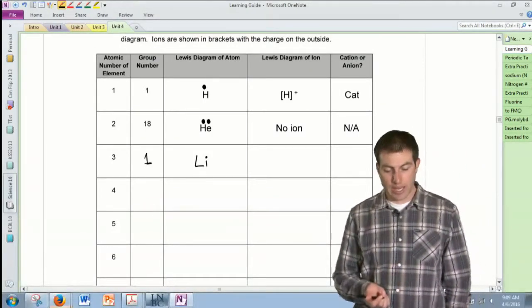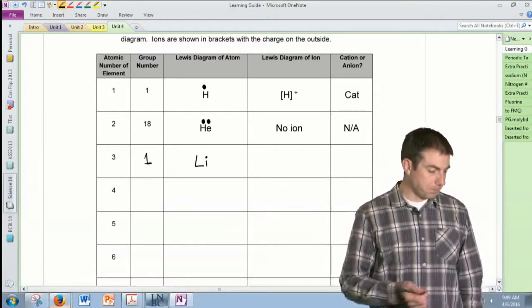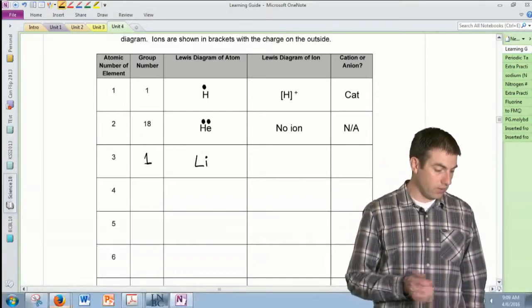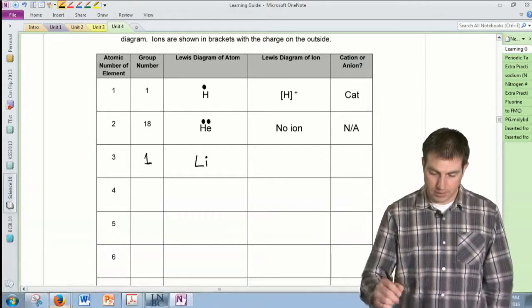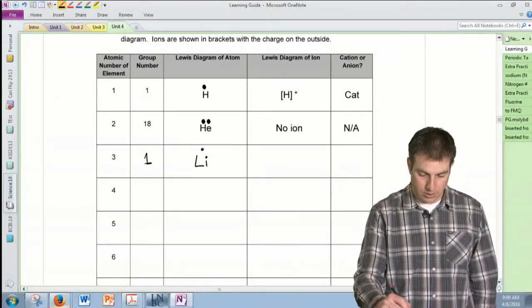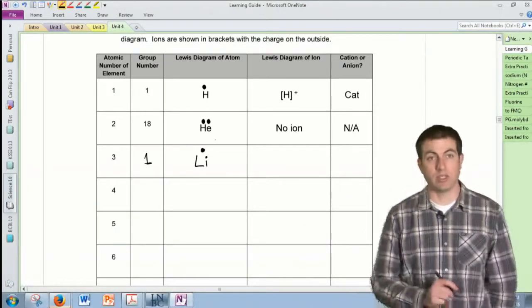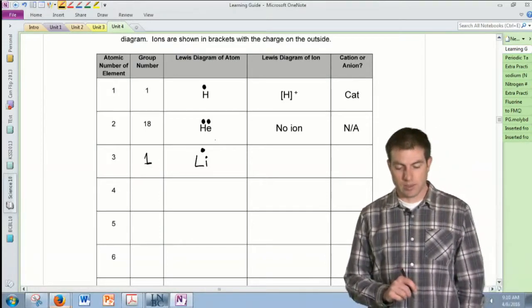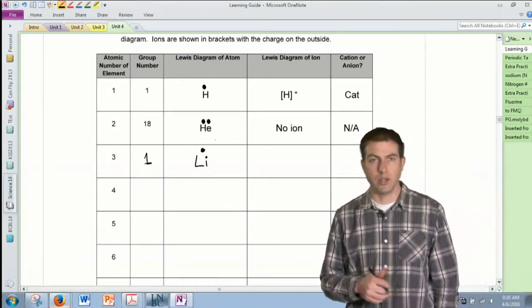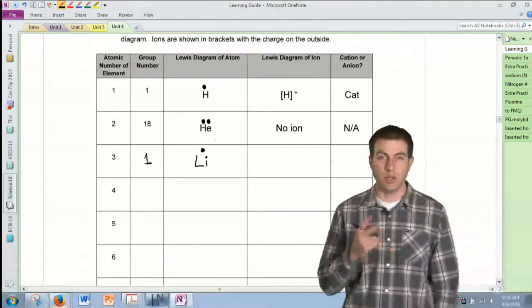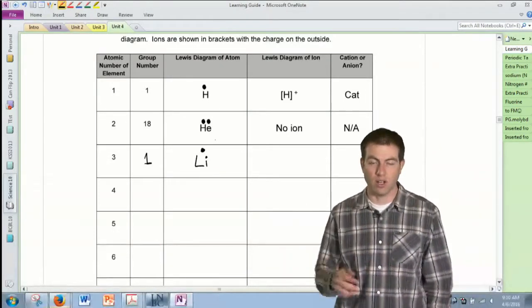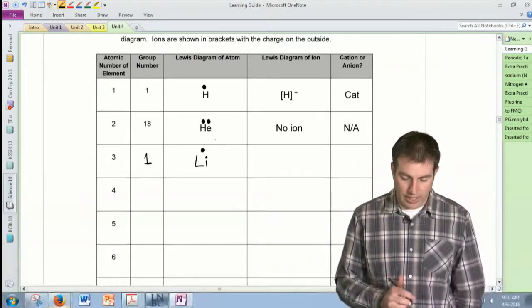And then it asks for the atom. So lithium is in the first column, so it should have one electron in its valence shell. It's just that easy. If it's in the first column, it has 1 dot. If it's in the second column, it has 2 dots. If it's in the 13th column, it has 3 dots.